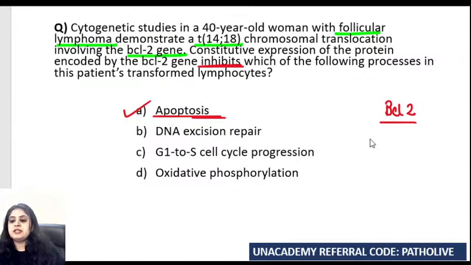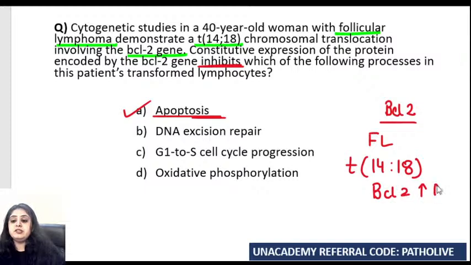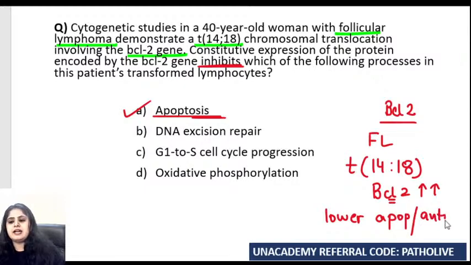So please remember, in a case of follicular lymphoma, as they've told you, there is translocation 14 and 18. Because of translocation 14 and 18, there is increased expression of BCL2. And I think everyone has studied one basic thing in general path, that all the names which have the alphabet L in it, they lower apoptosis. Means they are anti-apoptotic.